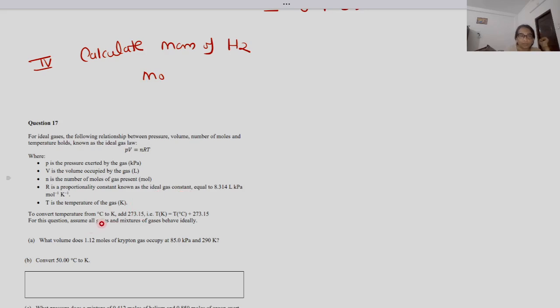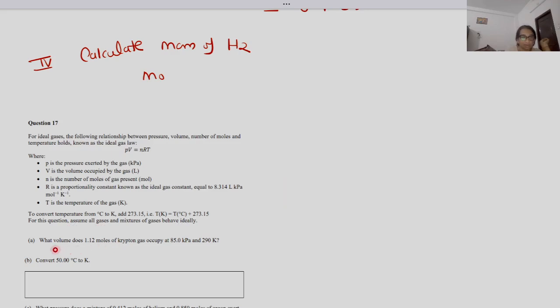To convert temperature from degrees Celsius to Kelvin, add 273.15. This conversion is very helpful for the calculation: T in K equals T in degrees Celsius plus 273.15. And for this question, assume all gases and mixtures of gases behave ideally. It is given in our question.